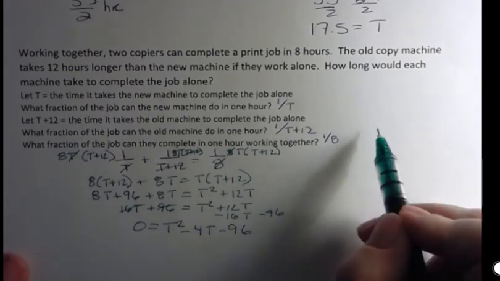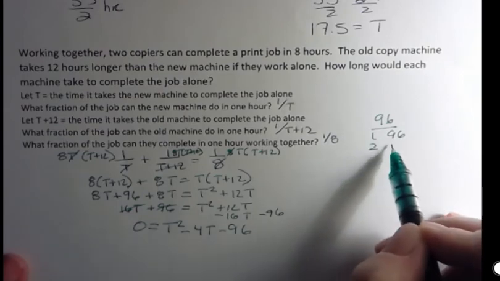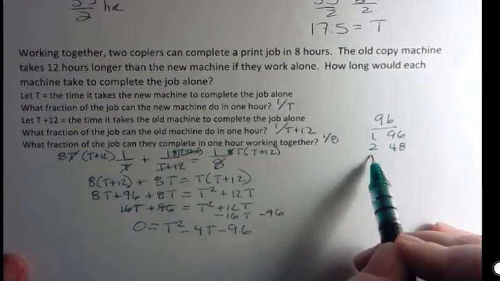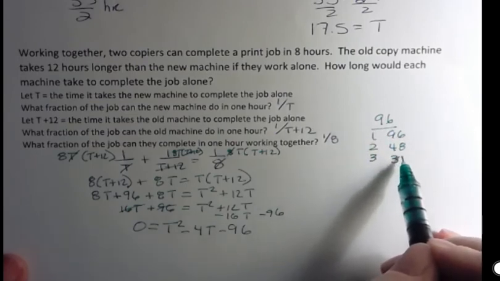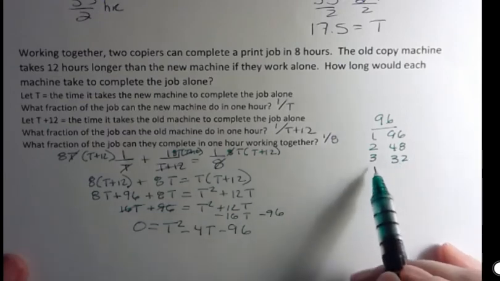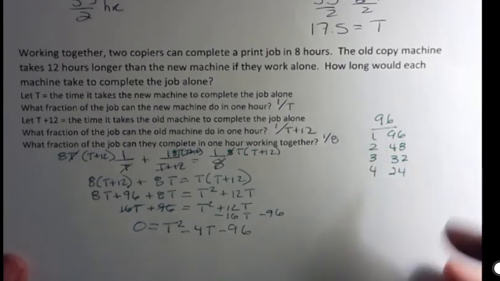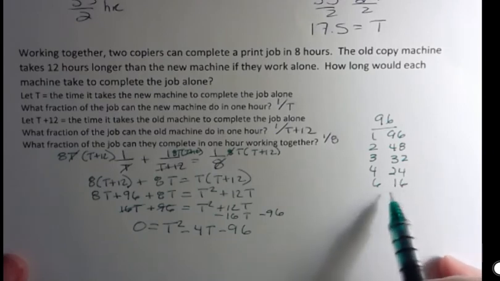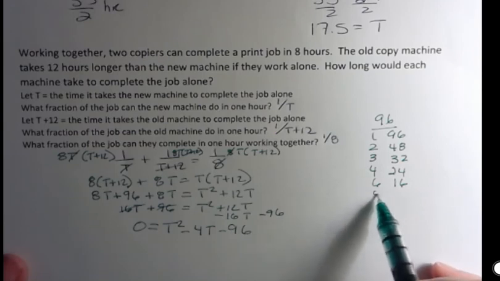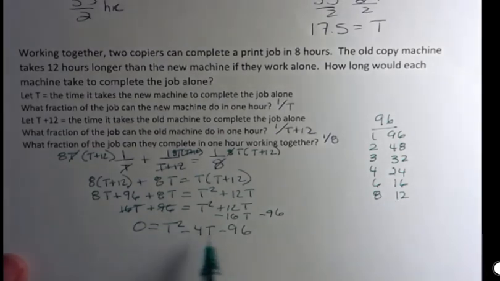So what are the factors of 96? 1 and 96, that doesn't get us to 4. 2 and 48, that doesn't help us. Does 3 go in here? Yes, 32 times. Does 4 go? Yes, 24 times. Does 5 go? No. Does 6 go? Yes, 16, that's still no good. Does 7 go? No. Does 8 go? Yes. 8 goes 12 times. 8 and 12 are 4 apart, so that looks like my combination.